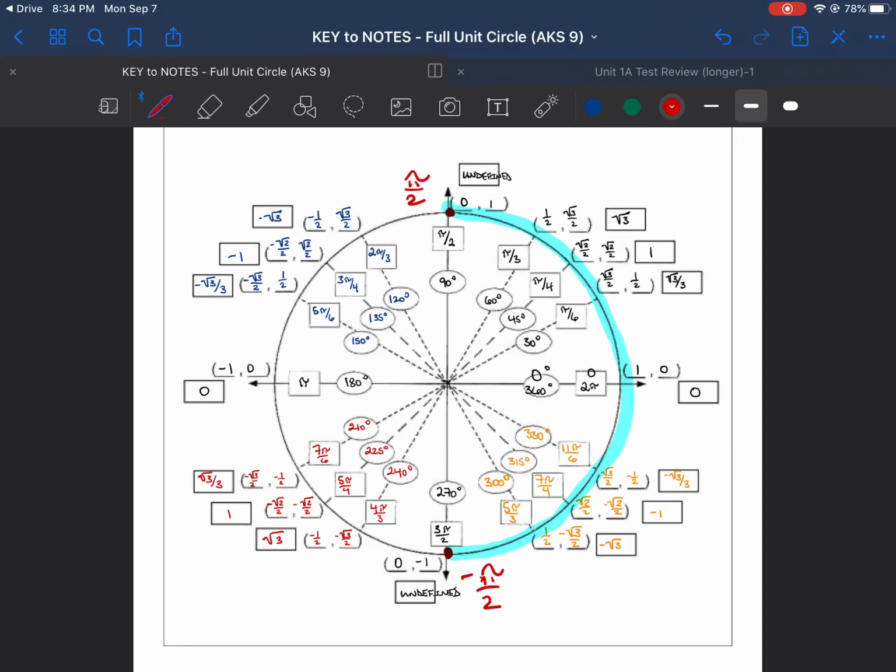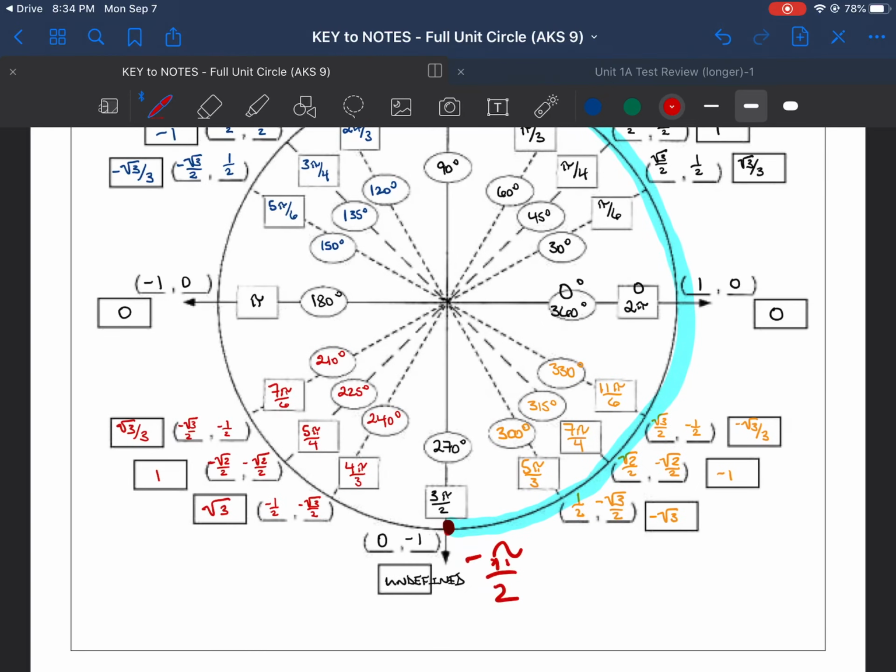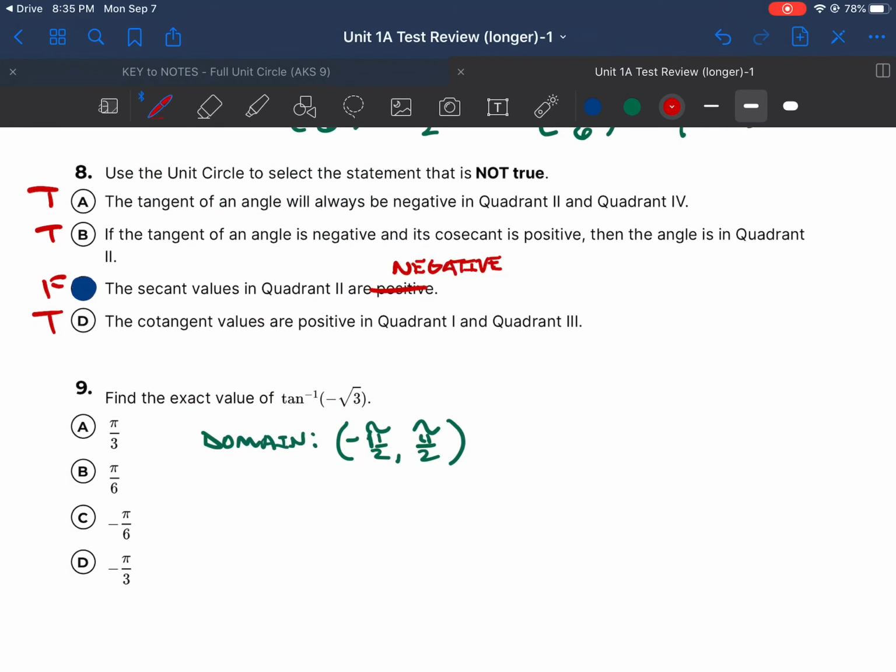Now, just to make things a little easier to work with, let's go ahead and convert our angles in the fourth quadrant to negative angles. So instead of 11 pi over 6, this would be negative pi over 6. Instead of 7 pi over 4, this would be negative pi over 4. And instead of 5 pi over 3, this would be negative pi over 3. So now let's look at our problem again.